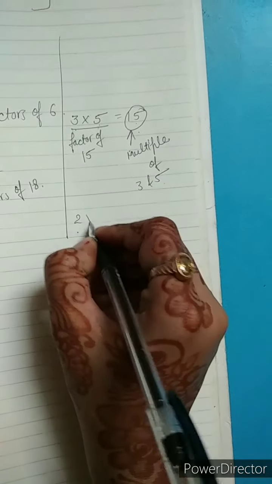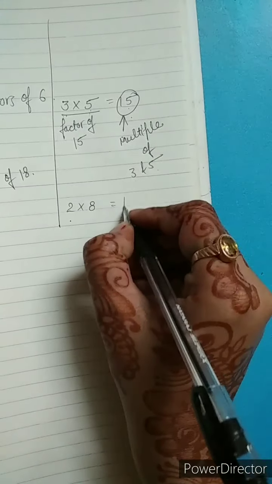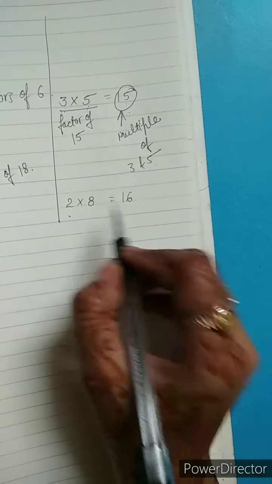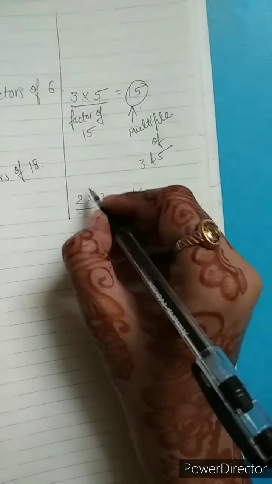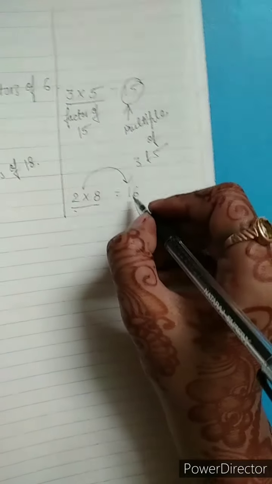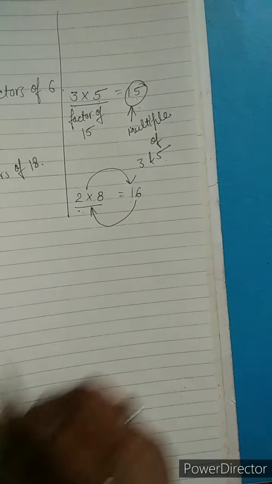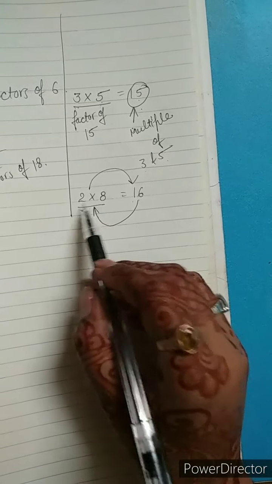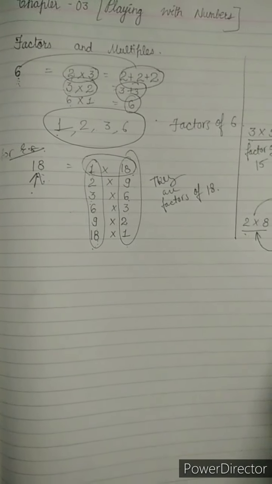Again, if I take one more example, 2 and 8. 2 8s are 16. So 2 and 8 are factors of 16, and 16 is a multiple of 2 and 8. Okay. Now here is the multiples and factors topic.